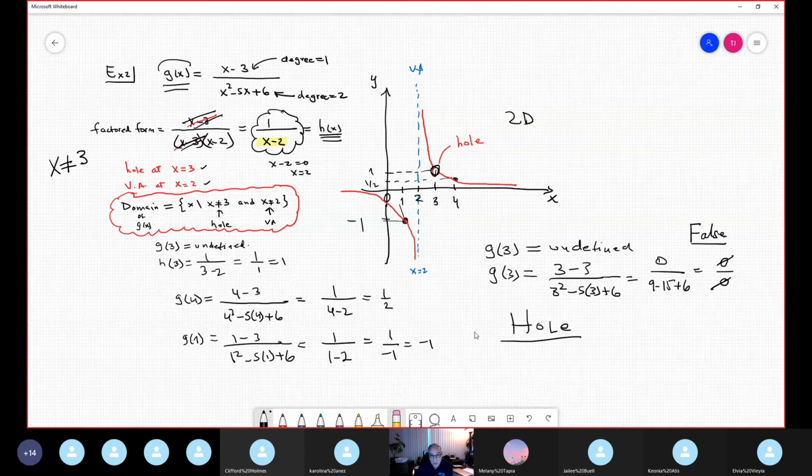Well, then you say, but what is the reason that you locate it at 1? Well, because when you evaluate h at 3, h is this expression.